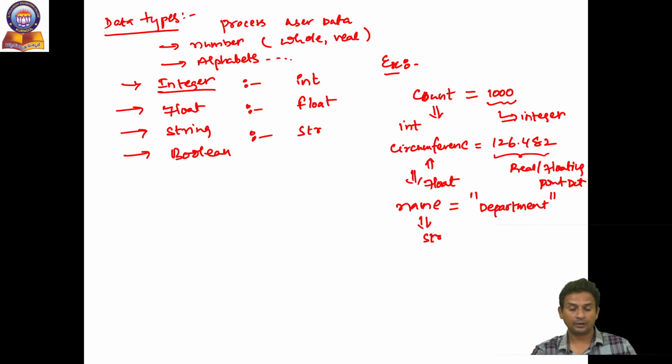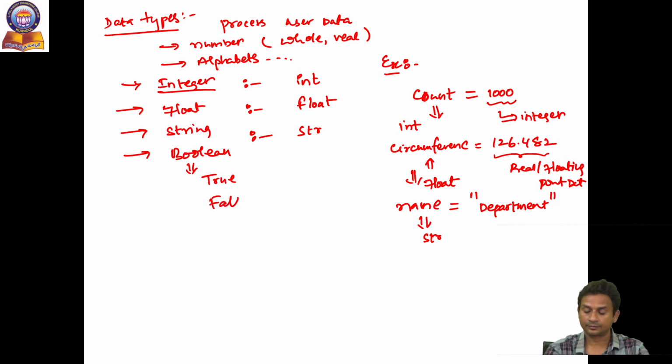So these are the fundamental data types supported in the Python programming language: int, float, string, and Boolean. For the Boolean data type, we have two values, true and false.